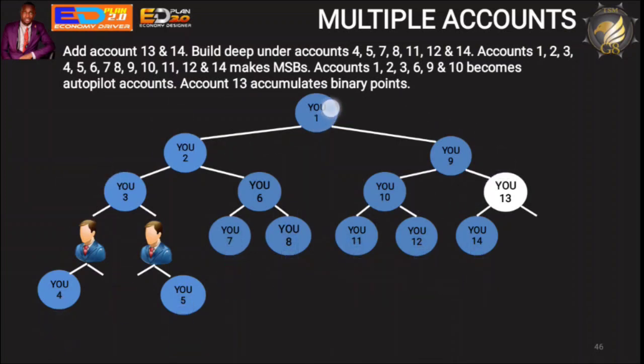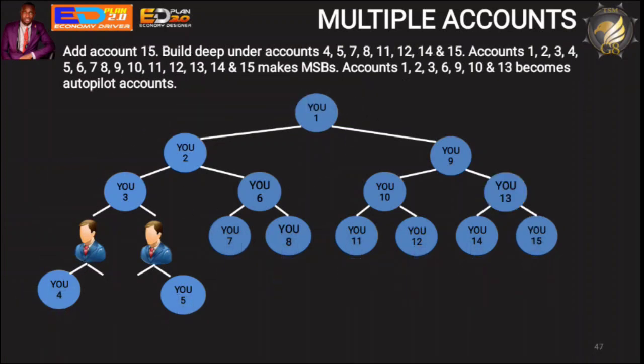Why? Because if you check under account 1, we have this account 4 on the left, and account 14 and 12 and 11 on the right working. So that is how you identify autopilots. Autopilot accounts are the ones that are growing without you building under them directly, because we have another account that is under them that is taking care of them, okay?